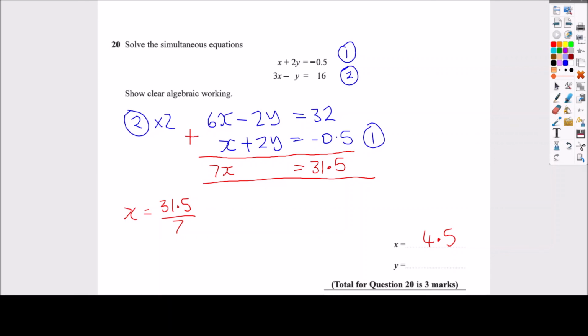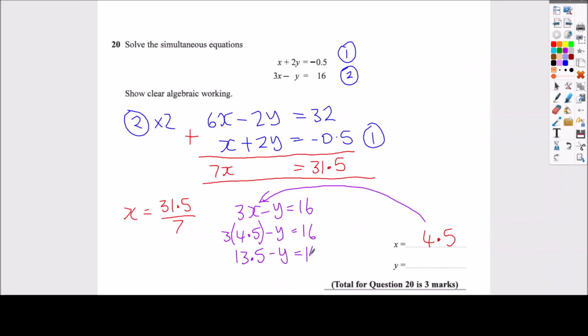I think I will take equation number 2. So I'm just copying out equation number 2 again. And I'm replacing the fact that I now know that x is 4.5. So I put that into the answer. 3 lots of 4.5, taking away y is 16. So 3 lots of 4.5 is 13.5. So 13.5, take away whatever y is 16.